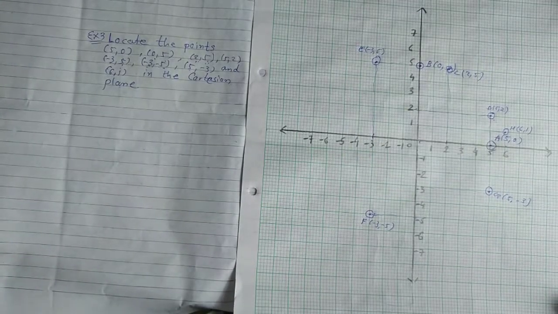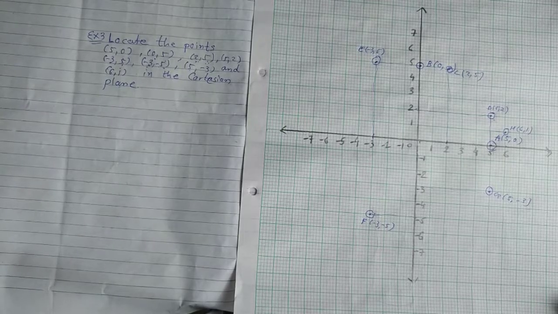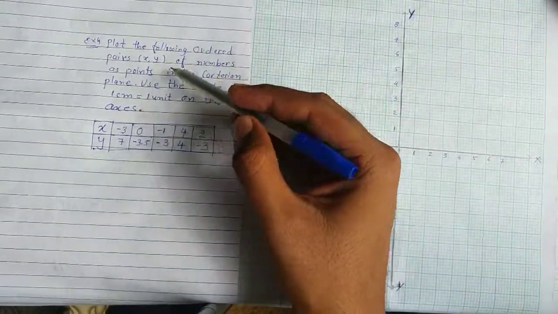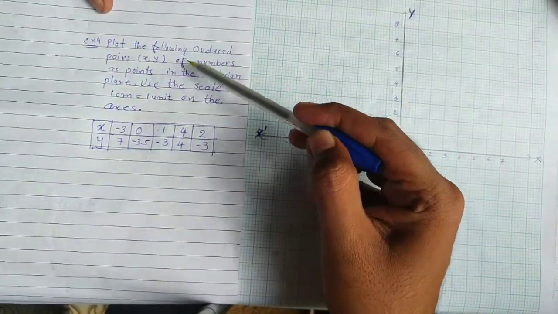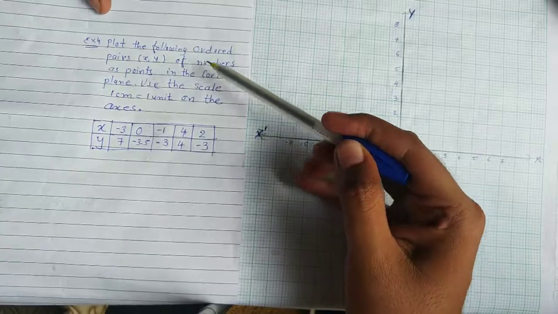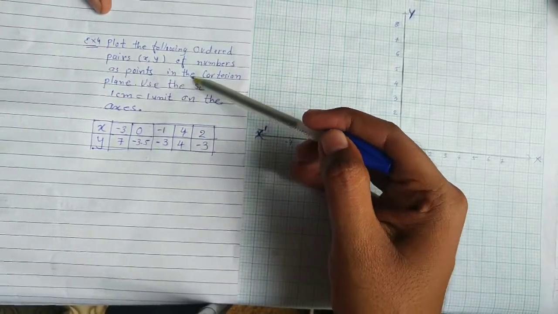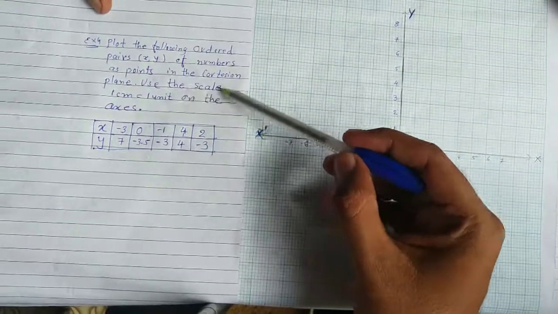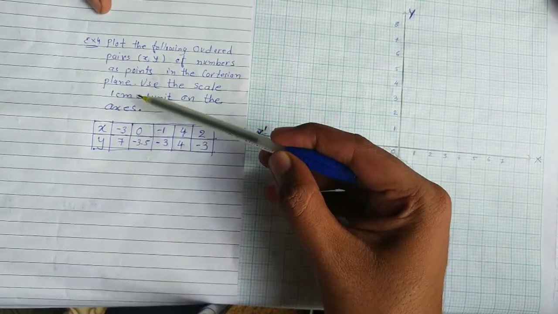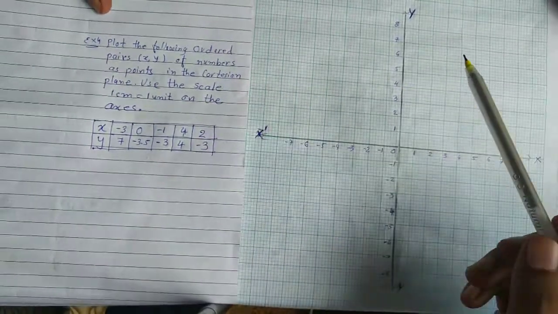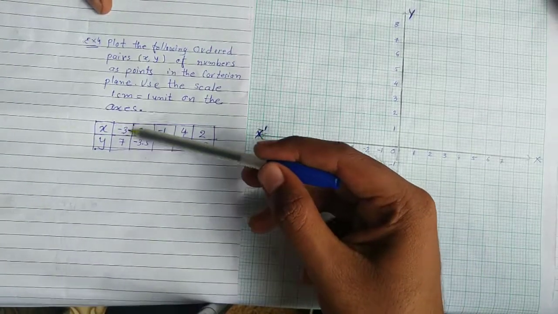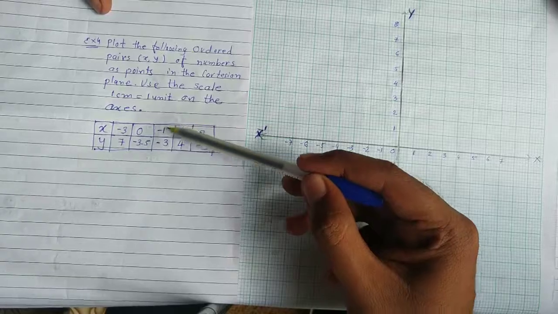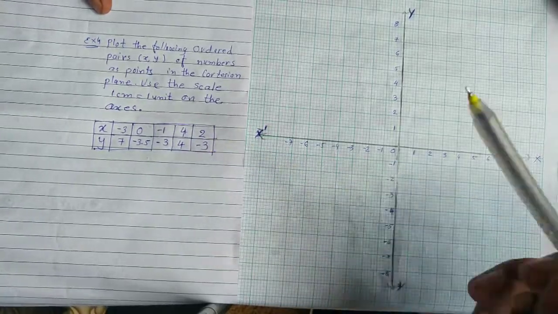Okay, ready? Now the next one is example 4. The question is to plot the following ordered pairs (x, y) as points in the Cartesian plane. Use the scale 1 centimeter equals 1 unit on the axis. The pairs of points are (-3, 7), (0, -3.5), (-1, -3), (4, 4) and (2, -3).